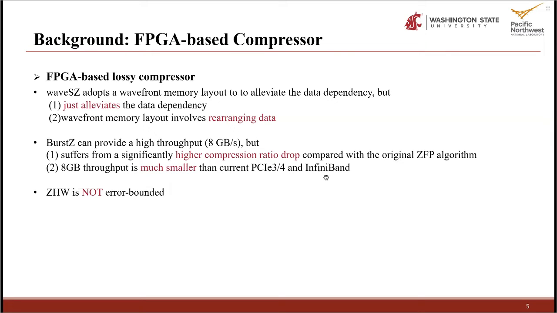GhostSZ is a variant of the one-dimension DLP algorithm. DLP can provide high throughput, but it suffers from significantly lower compression ratio compared with the original DLP algorithm. And its throughput is 8 gigabytes per second. Such a throughput is much slower than the throughput of current PCIe and InfiniBand. The other is another FPGA-based lossy compressor based on ZP, but it is not area bounded.